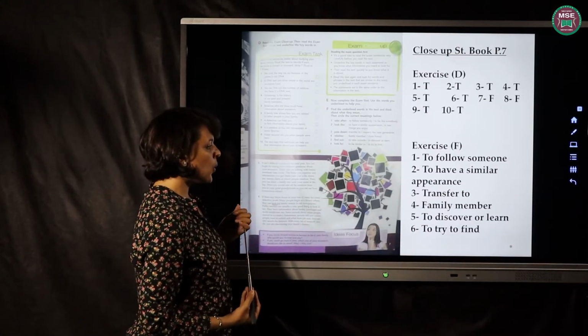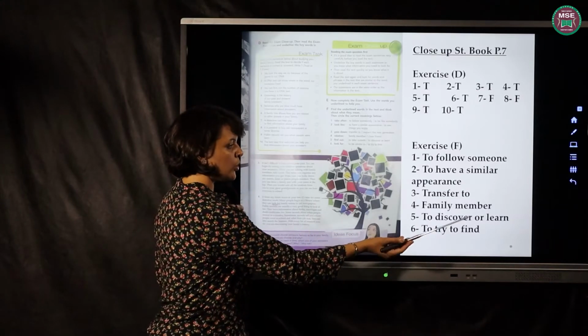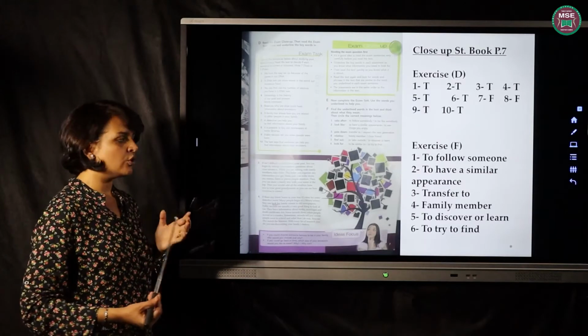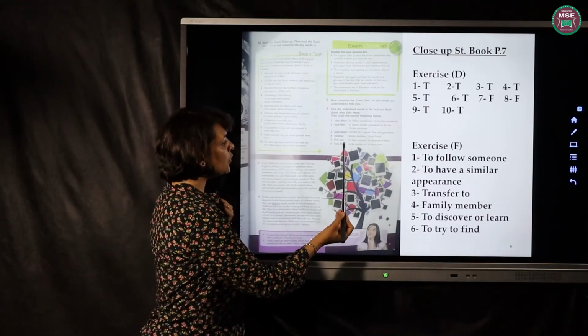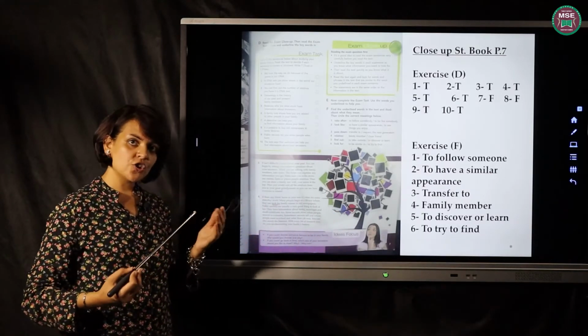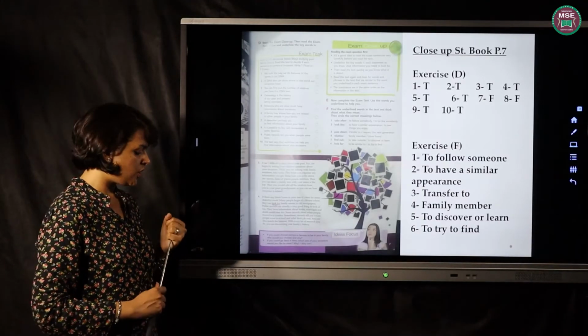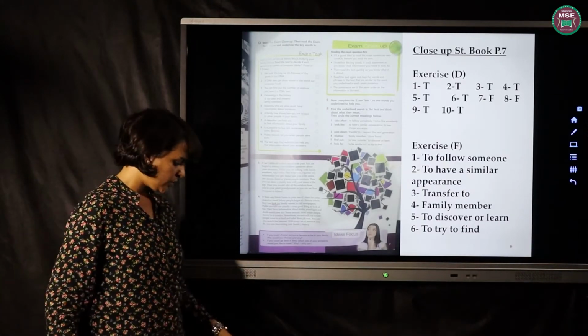Find out means what? To discover or learn new information about something you didn't know before. Look for means to search, to try to find some information you don't know about.